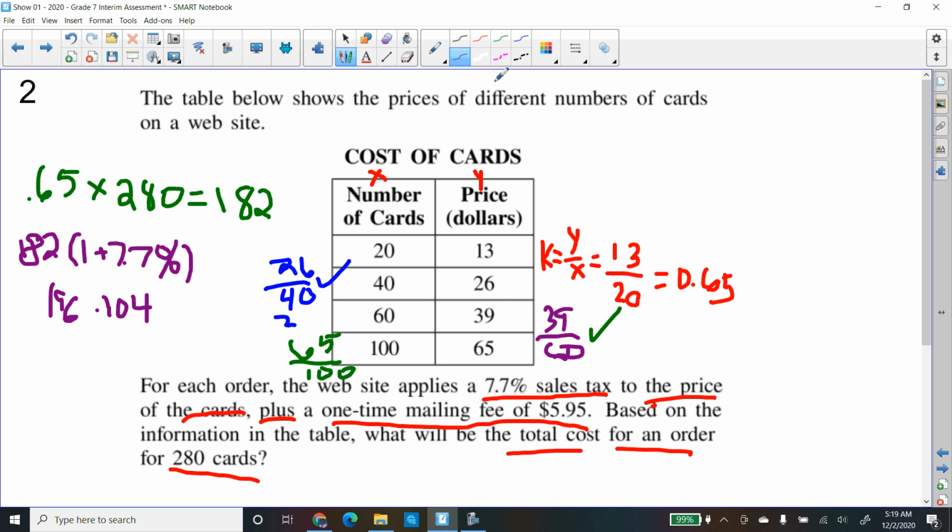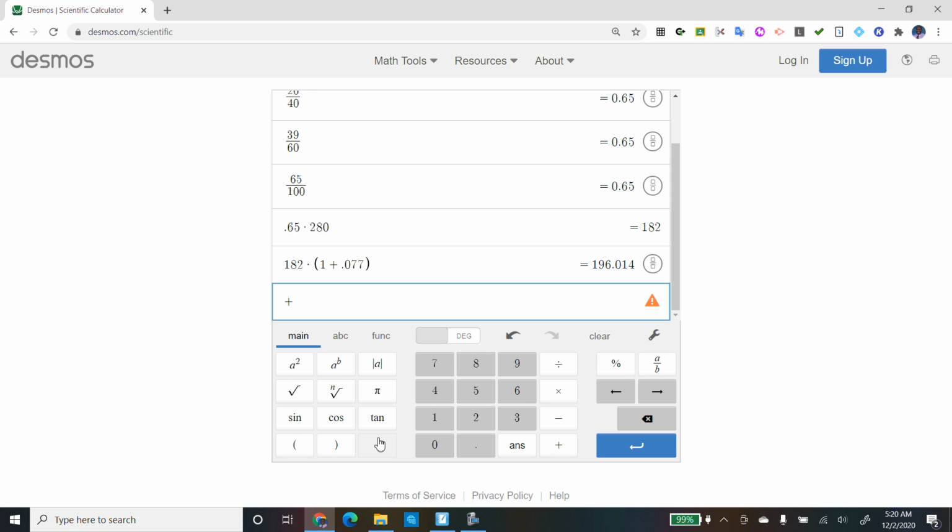However, there is an additional mailing fee that I have to add on to this price of $5.95. So let me add that on. I've got to go back to my calculator and add on the mailing fee because they're going to mail these cards to my house. So I can get my total cost of all of this. So let me get my calculator. So plus, I'm sorry, go back, 196.014.